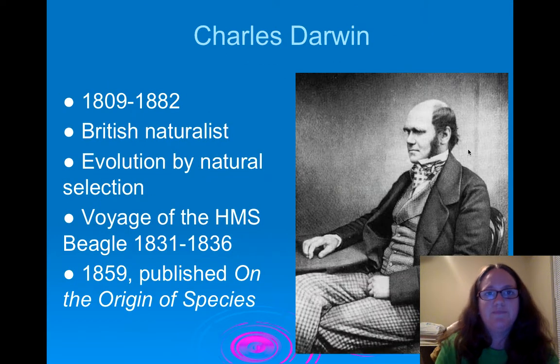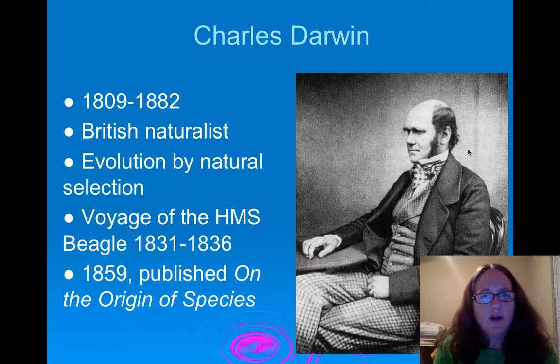So you should have a basic understanding of Charles Darwin. He was a British naturalist, and his big thing was going out and surveying, mapping the world. They went all over the world on this voyage of the HMS Beagle. You'll see that that was about 5 years. And then a little over 20 years later is finally when he published his book on the origin of species.